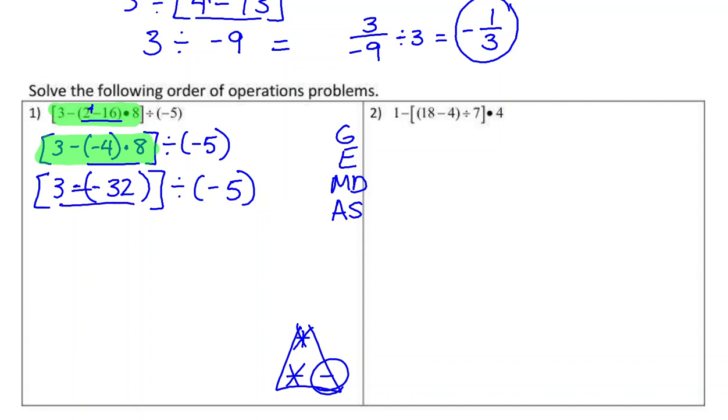Remember, these are the dancing negative signs. They come together to make a plus. So I have 3 plus 32 is 35, divided by negative 5. And 35 divided by negative 5 will be negative 7.